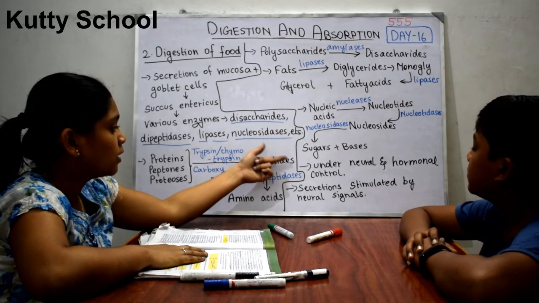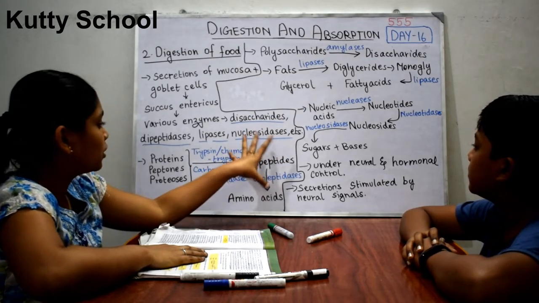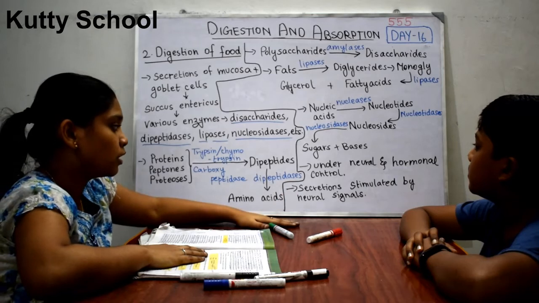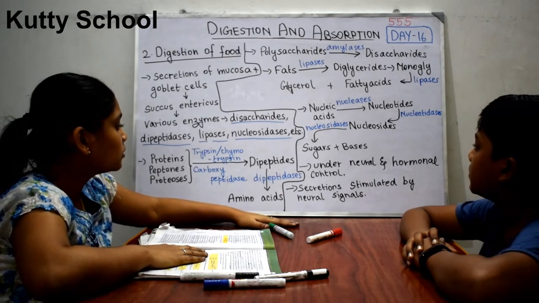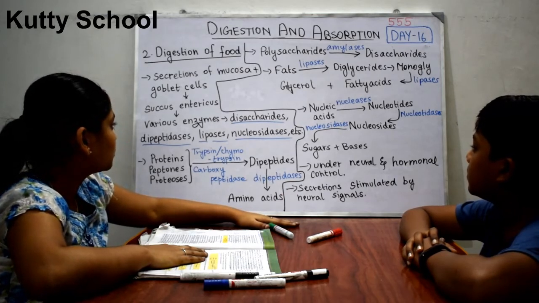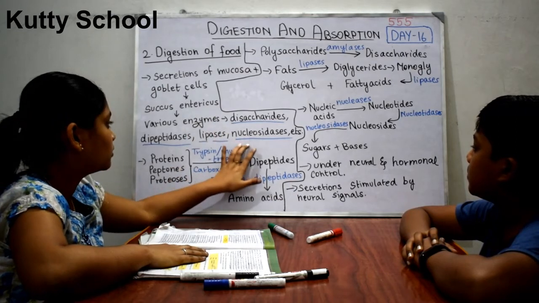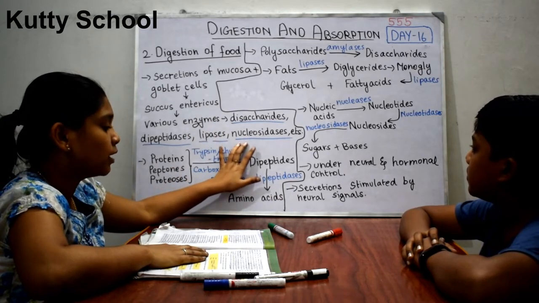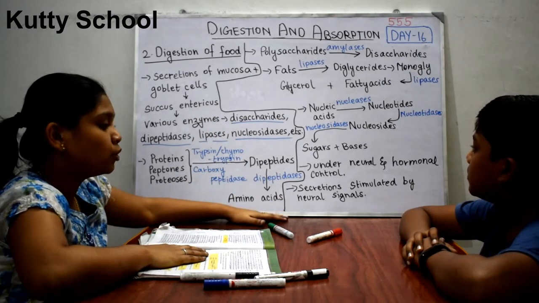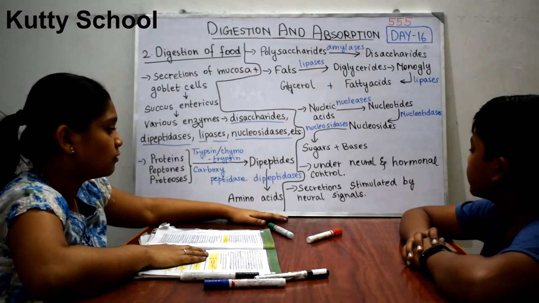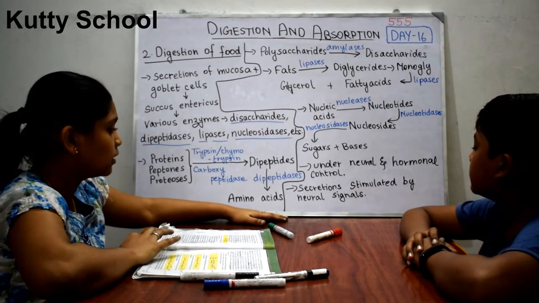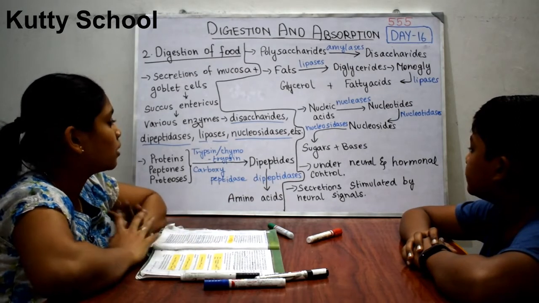Okay. So and then all these functions are under neural and hormonal control. And these secretions of various cells are stimulated by neural signals from the central nervous system. Okay. So next we will see about absorption of food.